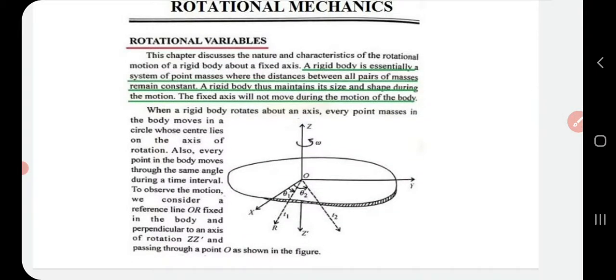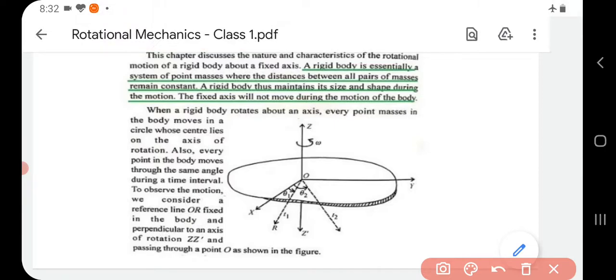You might have heard about what a rigid body is, right? So let us see what is a definition for rigid body. A rigid body is a system of point masses where the distance between all pair of masses remain constant. A rigid body thus maintain its size and shape during the motion. The fixed axis will not move during the motion of the body. Okay, so briefly, a rigid body is nothing but a solid body, and it can have any shape.